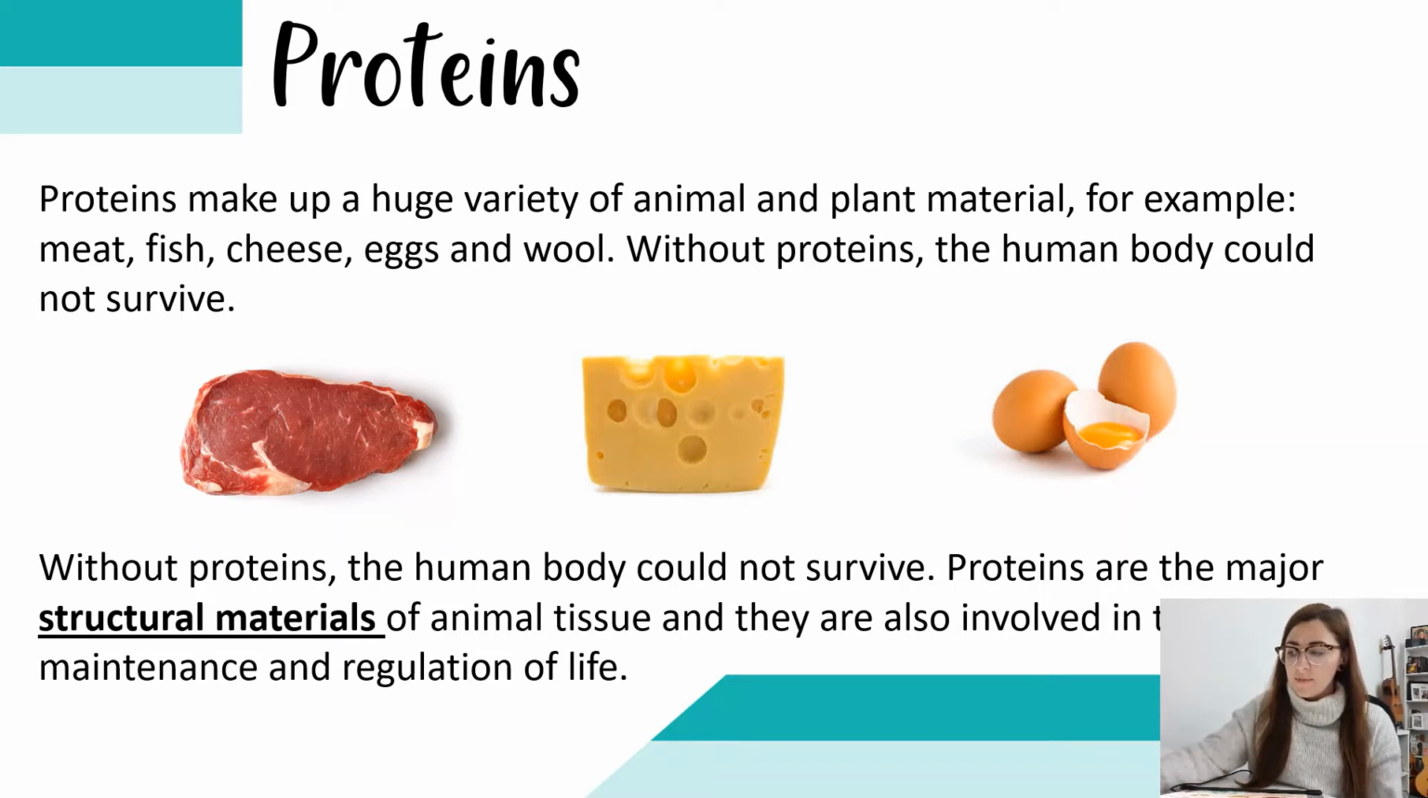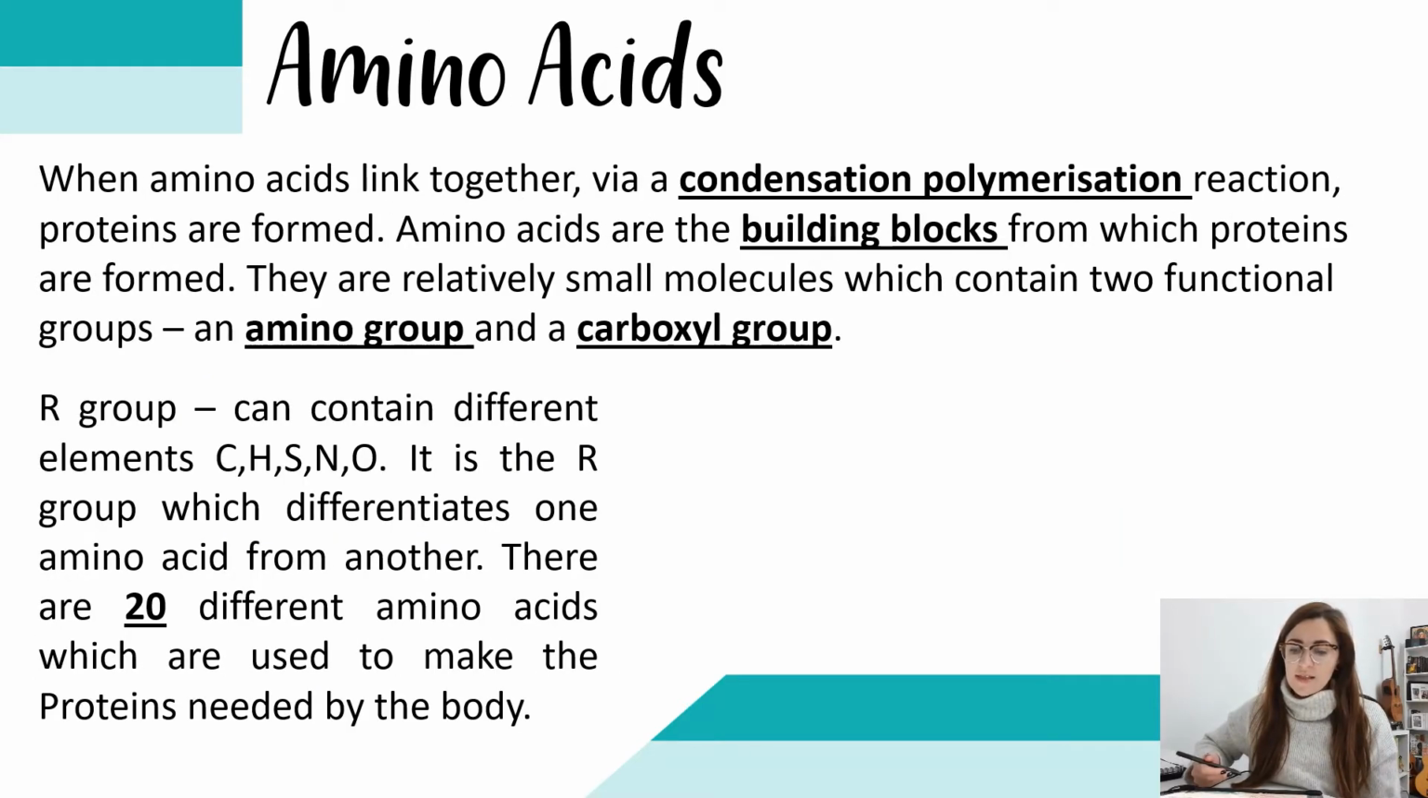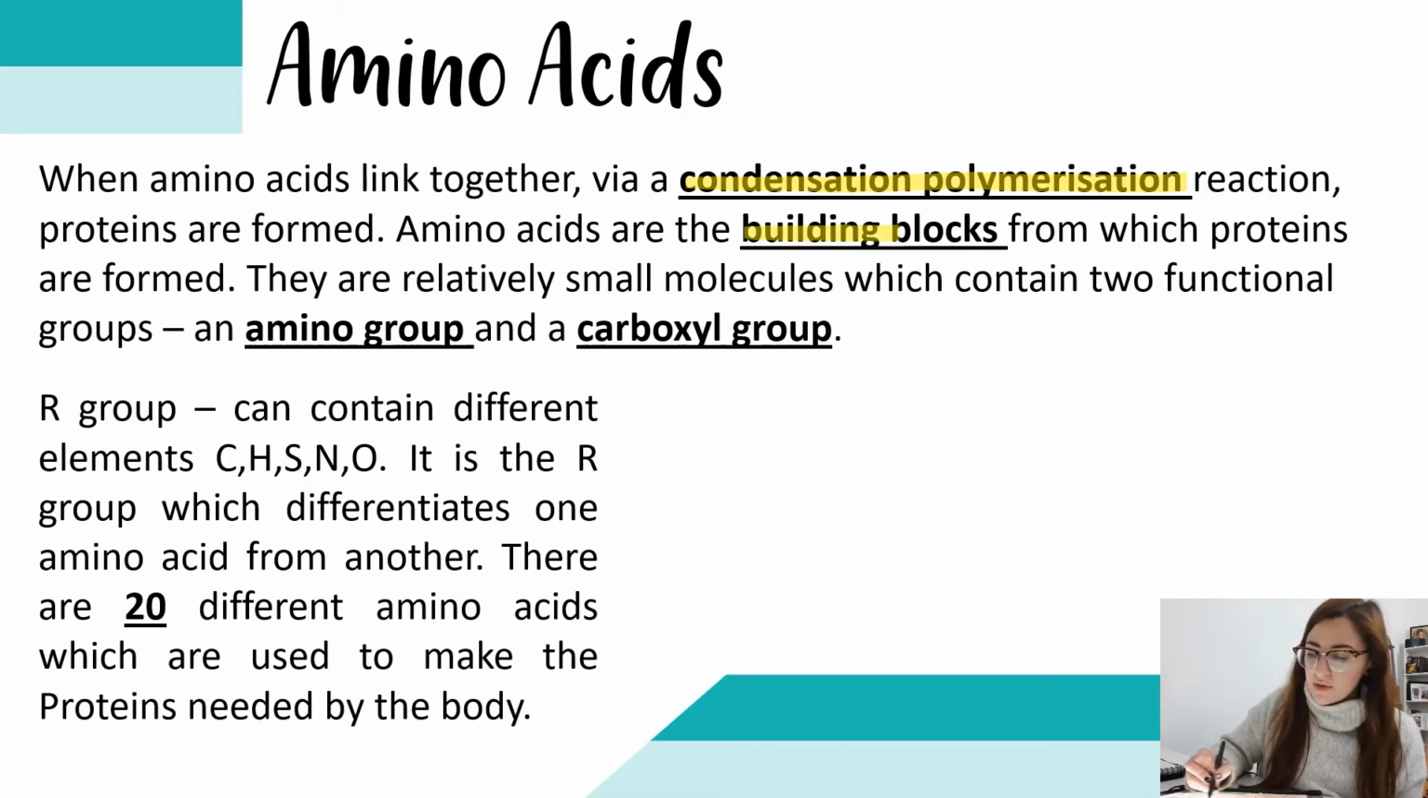life. Amino acids are the building blocks of proteins, and they are linked together using a condensation polymerization reaction. Condensation is when you join two molecules together with the loss of water. And we've seen this previously when we've looked at esters and condensation or esterification reactions. Amino acids are the building blocks from which proteins are formed, and they're molecules which contain two functional groups, an amino group and a carboxyl group.